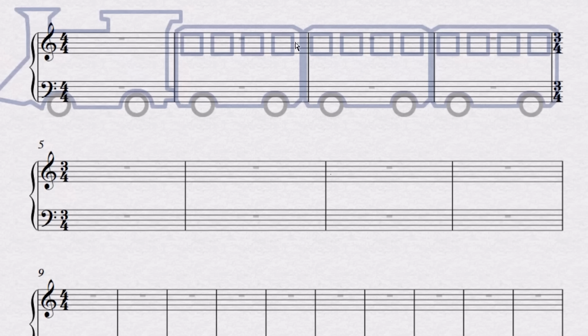In these passenger cars that I've drawn here, you'll notice that there are 4 windows. I'm imagining that each of these passenger cars has 4 seats, and that each seat has its own window. So this number at the top tells us how many seats we would have in our measure, or how many windows. And the bottom number tells us what kind of note would fit perfectly in those seats.